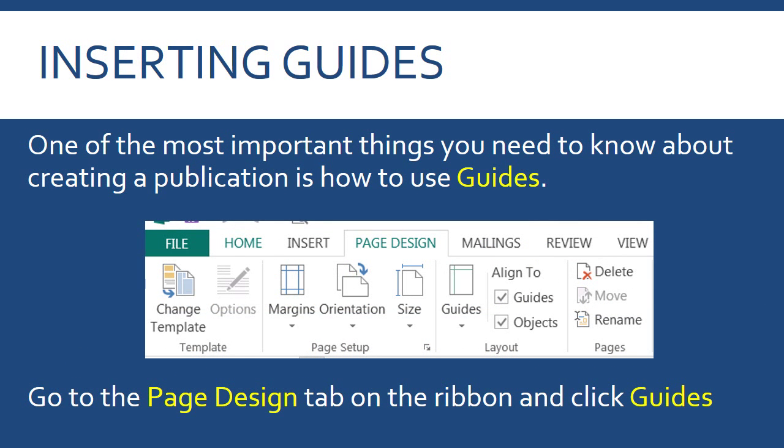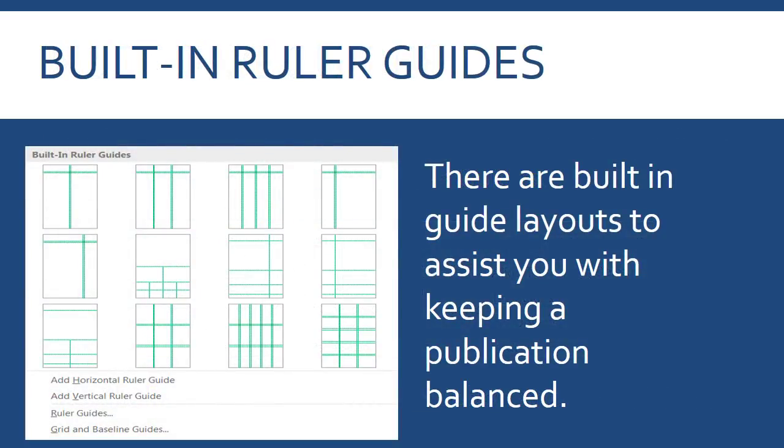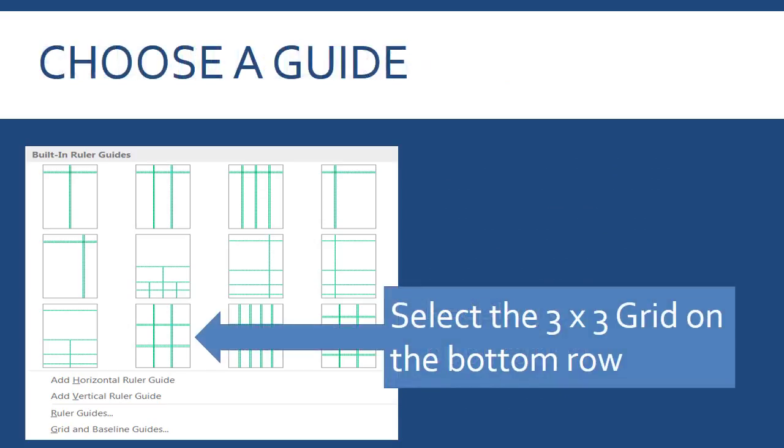One of the most important things you need to know about creating a publication is how to use the guides. The guides are lines that are placed on the page that allow you to keep the balance in the publication as you're creating it. So you would go to the Page Design tab on the ribbon and click Guides. After clicking Guides, you'll see a list of built-in layouts to help you keep your publication balanced. Just for practice, we're going to select the 3x3 grid on the bottom row.